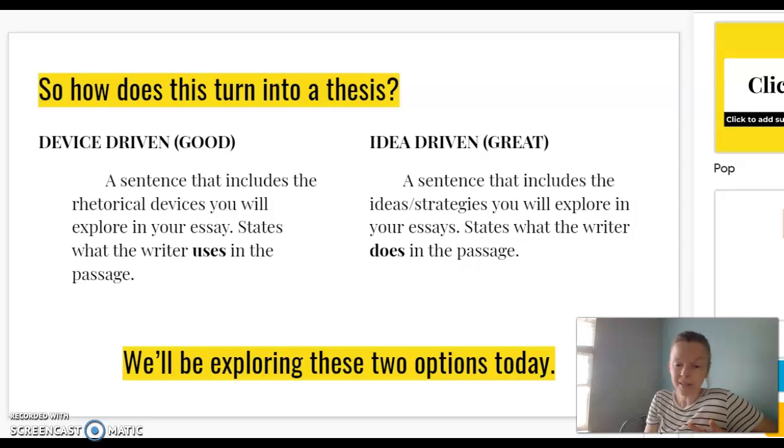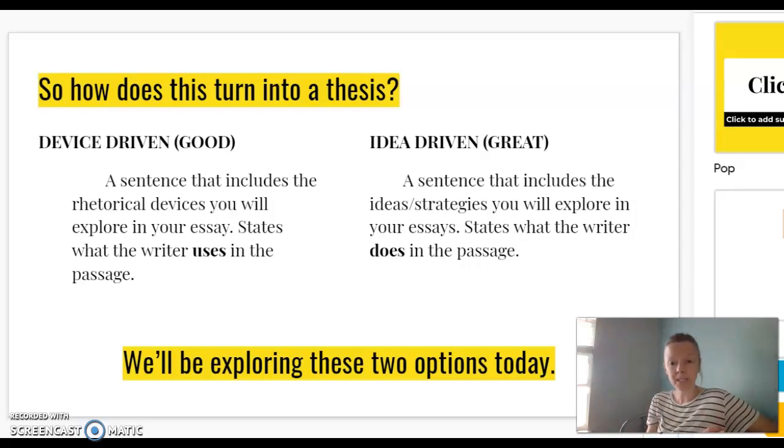Okay, so how does all of this information turn into a thesis? So once again, we have our good versus our great. A good thesis will be device driven. This is very comfortable, and to be honest, it's pretty easy. If this makes you feel better and you feel like you could be crunched for time, this is the technique I would go for. This is when a sentence includes rhetorical devices you will explore in your essay. It states what the writer uses within the passage.